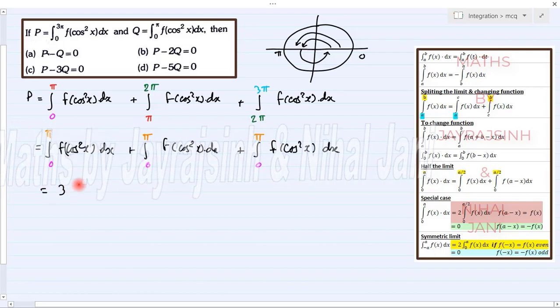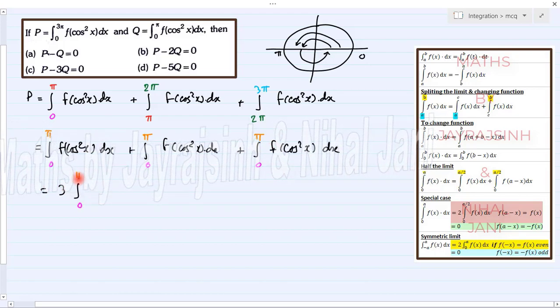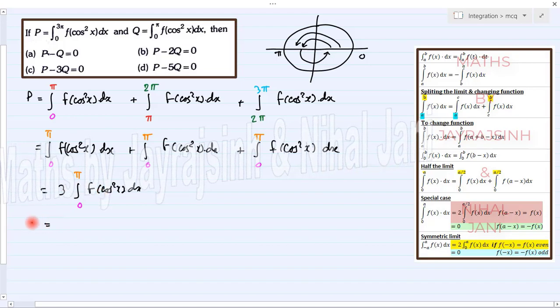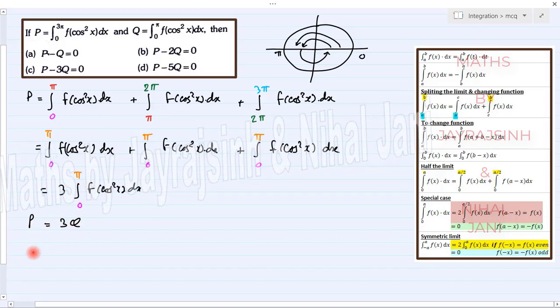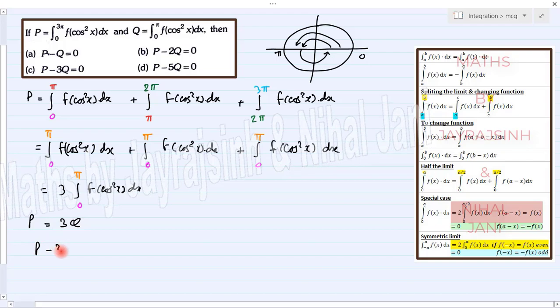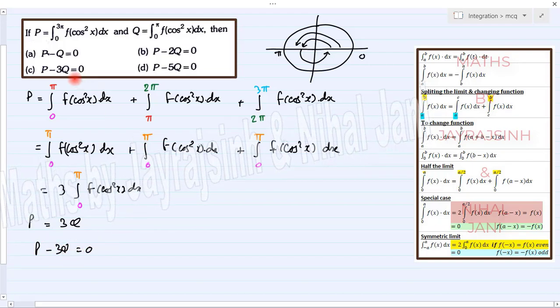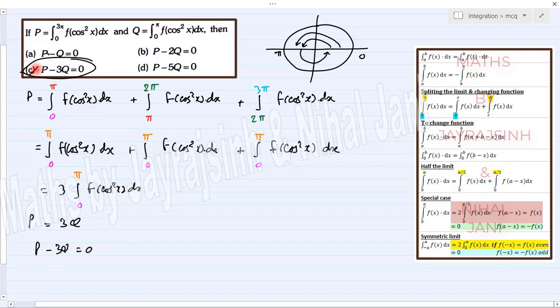So here we'll get 3 times integration of 0 to pi of cos square x, or we can say P is equal to 3 times Q, or we can rewrite as P minus 3Q is equal to 0, which is given in option C. Ta-da!